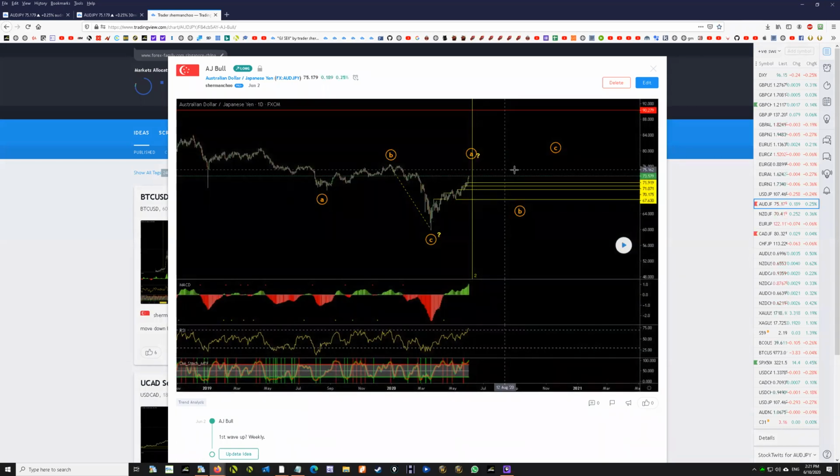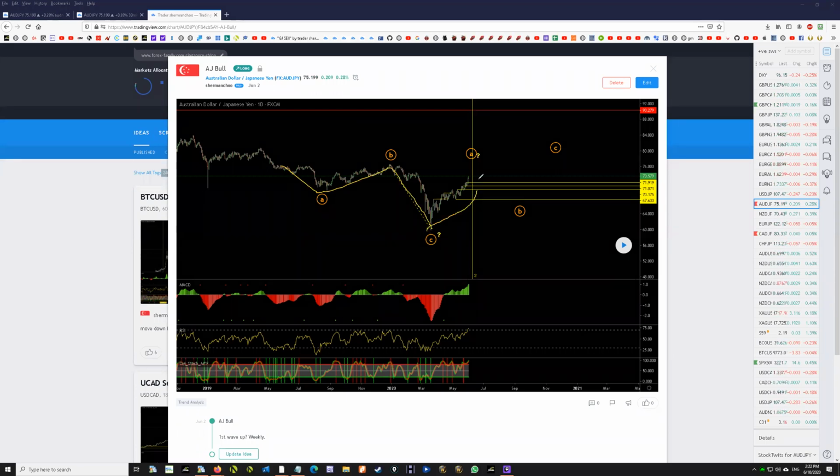These were the preliminary labels I did for myself. So 1, 2, 3 down, and then this is a possible first, second, followed by another third wave. This one needs to change. This one actually I need to move to the right side. But basically, at this point in time, like last week, you're looking for the Aussie yen strength here.